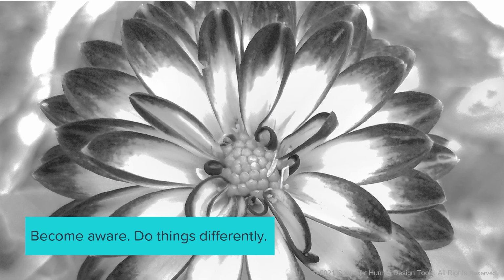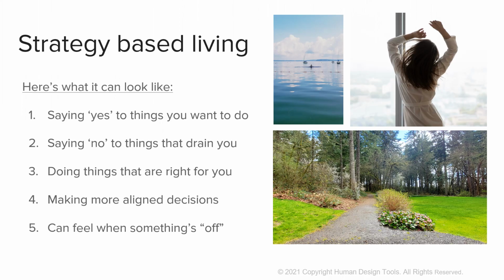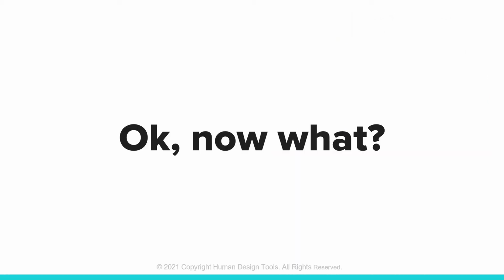The key is to become aware and then do things differently. And this presentation, just listening to it, is making you aware. So you've already taken the first step. Strategy-based living is what will help you flow. Here's what it looks like in your life. It's saying yes to the things you want to do. It's saying no to the things that drain you. It's doing things that are right for you, not things that you should. It's making more aligned decisions, and it's feeling when something is off.